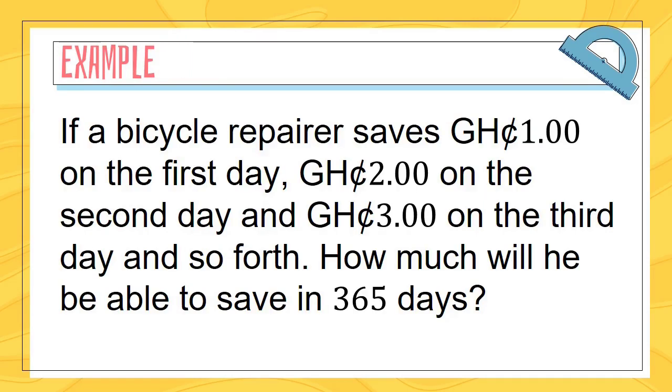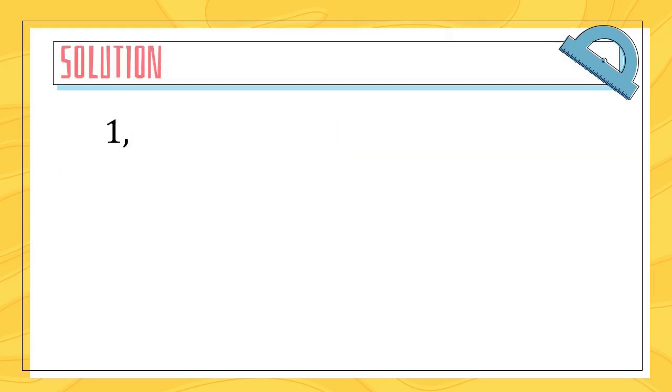If a bicycle repairer saves 1 cedi on the first day, 2 cedi on the second day, and 3 cedi on the third day, and so forth, how much will he be able to save in 365 days? If the repairer saved 1 cedi on the first day, 2 cedi on the second day, 3 cedi on the third day, and so forth, how much will he save on the last day, which is 365 days? He would have saved 365 cedis.